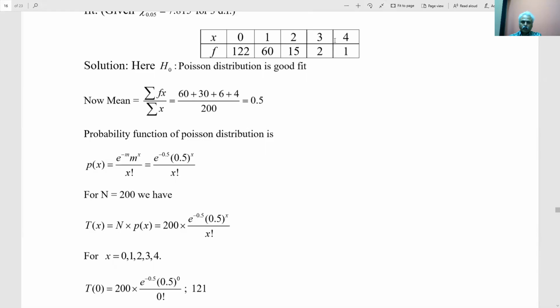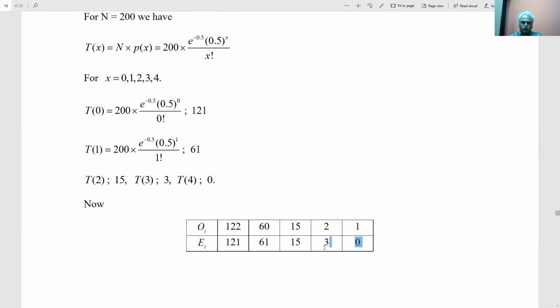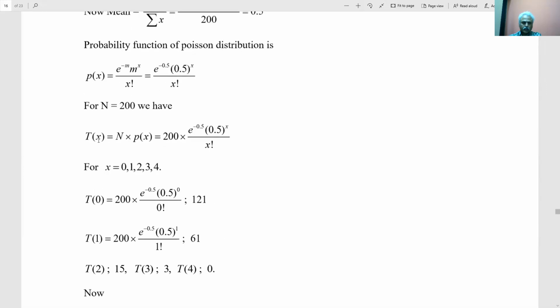Theoretically also we calculate these values, 121, 61, 15, something like that. But before that, we merged these two values because these frequencies are less than 3. That's why we merged these values before calculating the final value. So the theoretical frequencies for x equal to 0, x equal to 1, x equal to 2, just simplify, going on putting x equal to 0, 1, 2, 3, 4, which are 121, 61, 15, 3, 0.